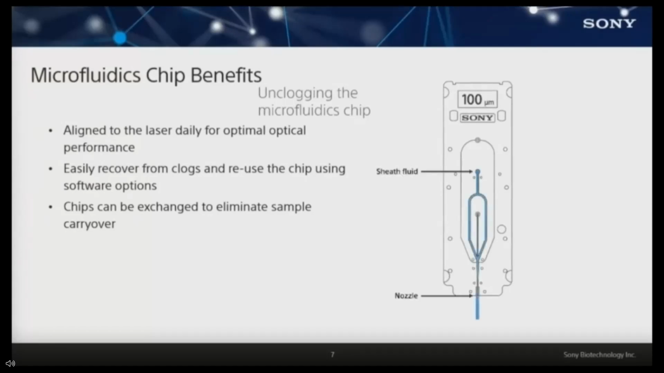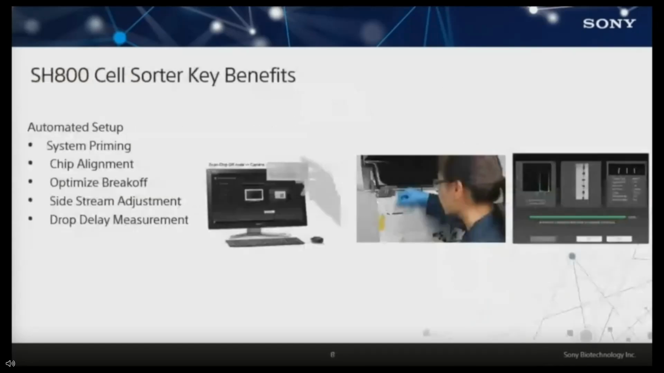If we want to mitigate clogs, again, we can have a clog that maybe forms here and occludes flow. So flow stops. We do a back flush, removing the clog, and sample flow resumes, and we're back to sorting. Again, with a push of a few buttons with the software, we're back up and running.